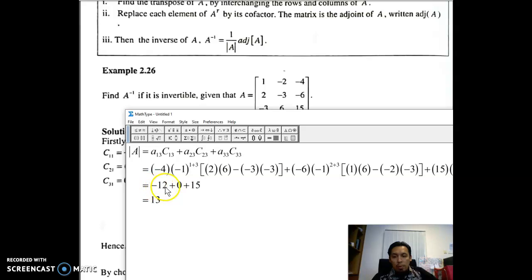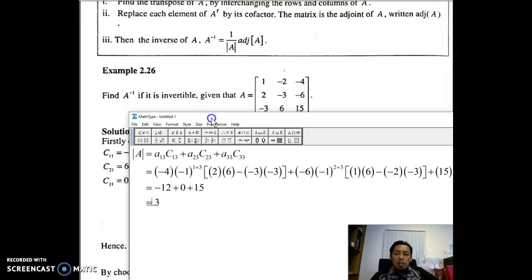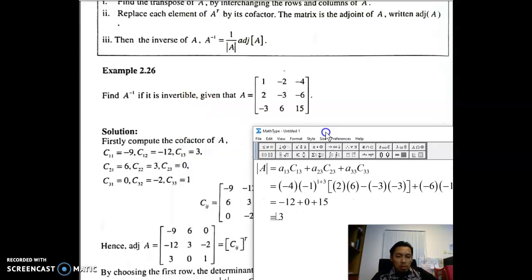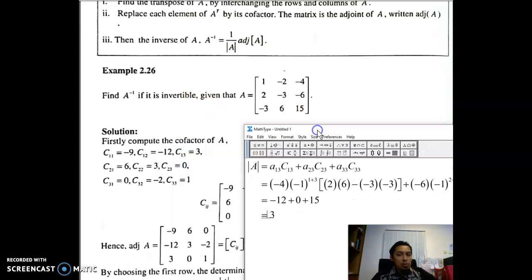So negative 12 plus 0 plus 15 is actually, sorry, not 13, 3. Okay, so 3. So basically the determinant for this equation is 3. So basically it is invertible, right? So because it is invertible, meaning that we can find the inverse, we can proceed with finding the adjoint.